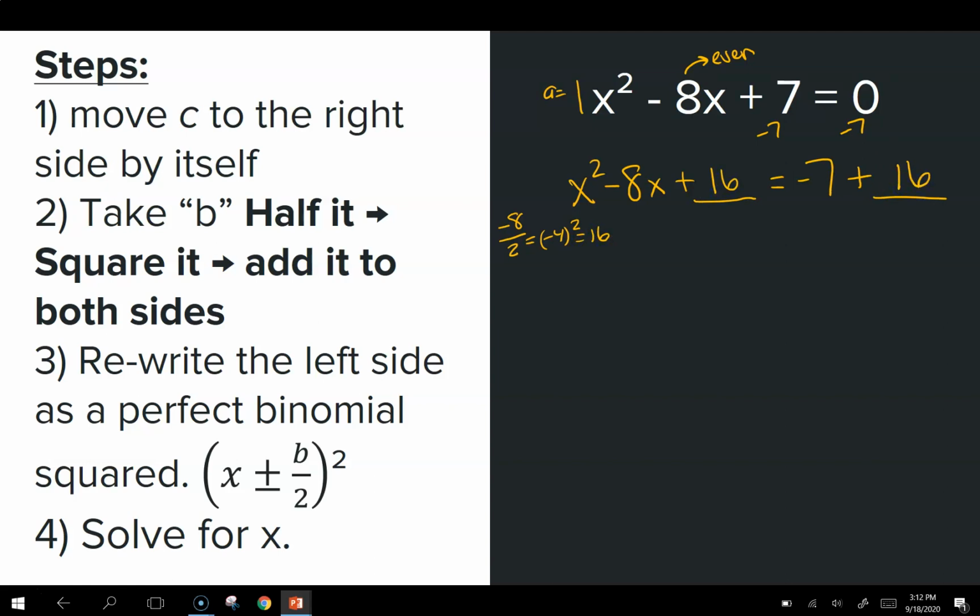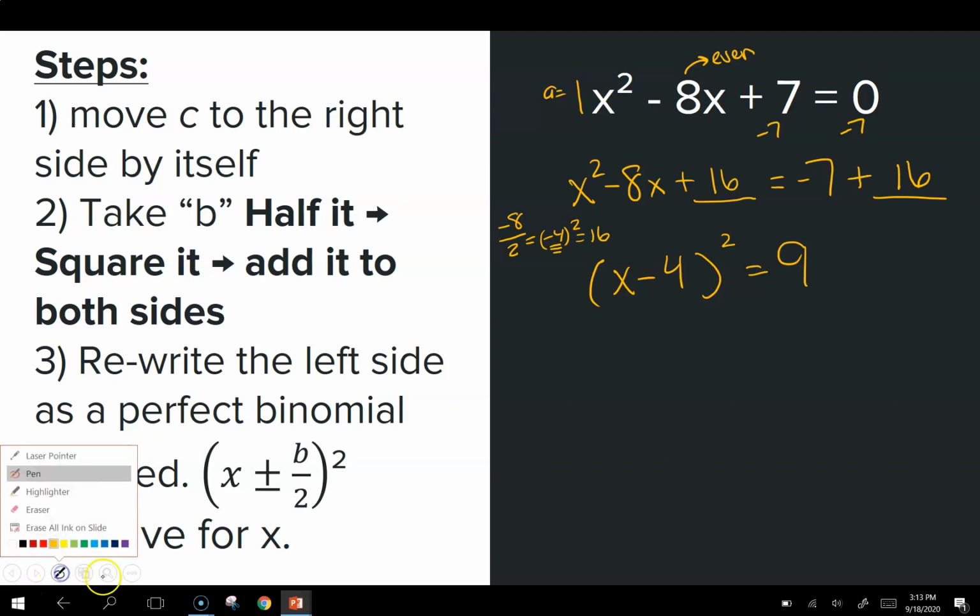All right, we're going to rewrite the left side to be a perfect binomial squared. Okay, so remember, the same number multiplied to itself was 16, added to itself is 8. And remember, you found it over here when you took b and divided it by 2. So it's going to be x minus 4. My other side, negative 7 plus 16, that actually simplifies to 9. So we simplified each side.